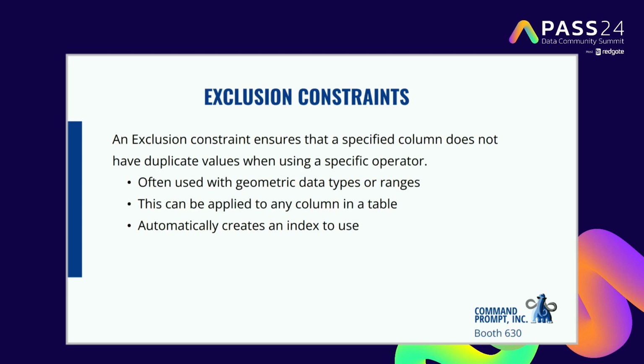Exclusion constraints. These ensure that a specific column does not have duplicate values when using a specific operator. Often used with geometric types or ranges. I do not come across these often. Do any of you come across these very often? All the time, huh? Yeah, fun stuff, I'm sure.